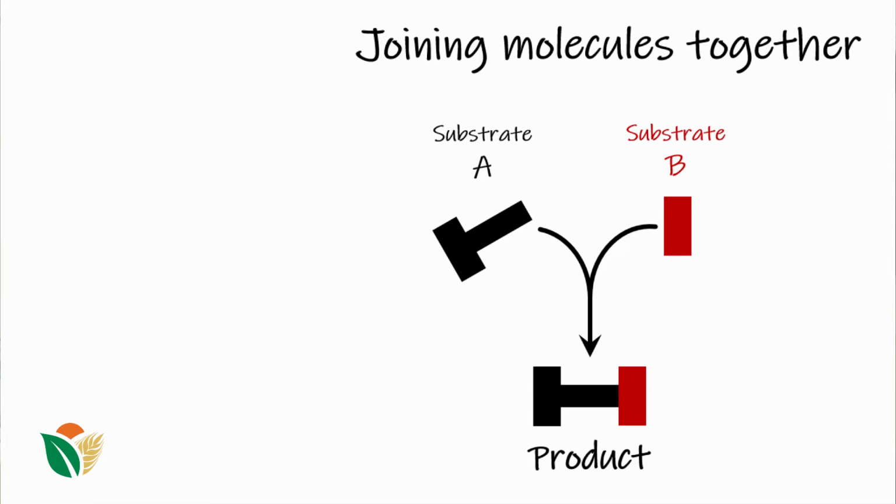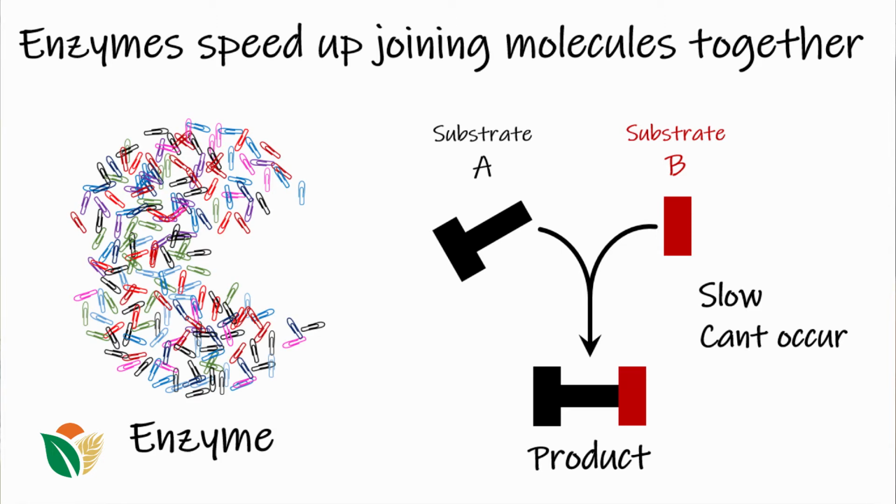Now for them to form a product naturally without an enzyme may be very slow to occur, or maybe not even possible. It's only through the activity of an enzyme that we can speed up or enable this reaction. As we see here, we have an enzyme which is made up of all these different amino acid side chains, which determines the form and the function of the enzyme.